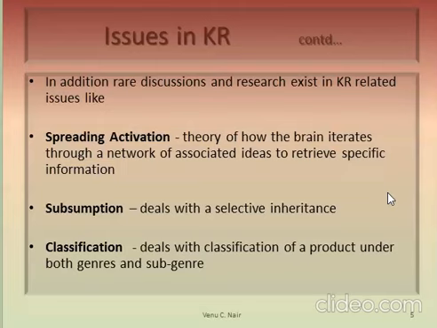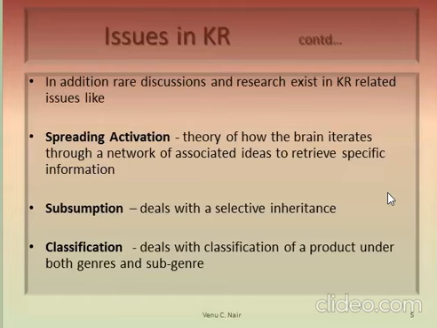So likewise, we can use selective inheritance. We may not have to consider all the properties or attributes which are being inherited, because some situations need only some part of the attributes. So in that case, we can use selective inheritance, discarding other attributes from that objects. That is known as subsumption.